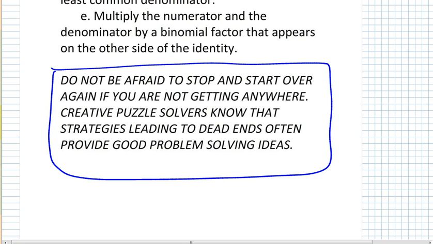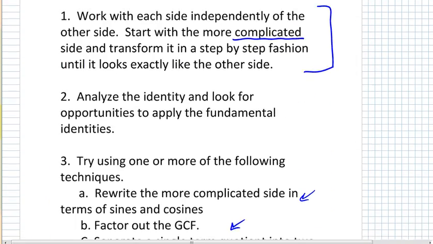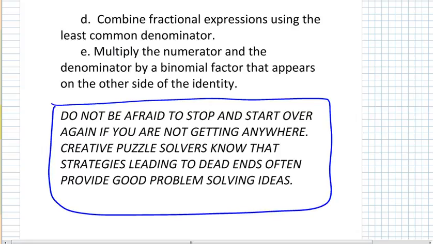And it says, creative puzzle solvers know that strategies leading to dead ends often provide good problem-solving ideas, meaning maybe you'll try something and it doesn't work, but by trying that, you thought of something else that will work, and that is how you do it. So any questions about this, we'll go over it in class, but please keep these steps handy because this is a good guideline for you when doing this.